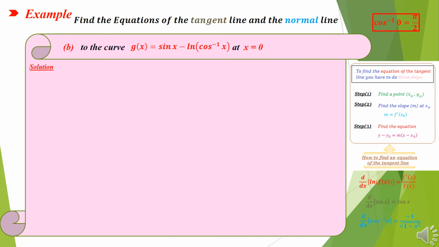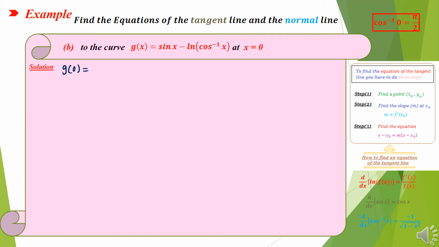In part B, you have the function g of x equals sine x minus ln cosine inverse of x, and we have x equal to 0, and you have to find the equations of the tangent line and the normal line. So first you have to get a point by plugging the value of x in the given function.